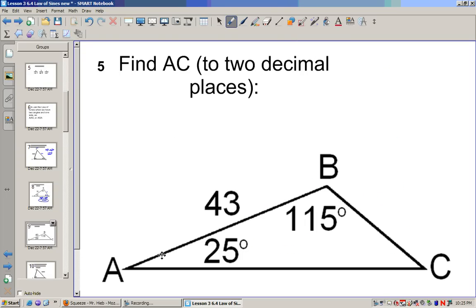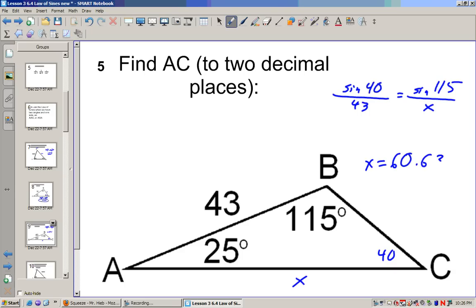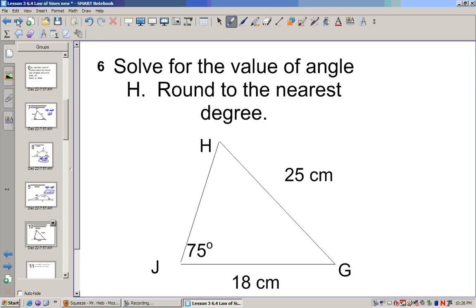Let's find AC. AC is on the bottom. Here again we have 115 and 25, so this angle has to be 40. So I could say the sine of 40 over its opposite side of 43. AC is on the bottom, so let's call that x. It's going to be the sine of 115 over x. So 43 times the sine of 115 divided by the sine of 40 gives us 60.63. X equals 60.63. All right, hopefully that makes sense to you by now.